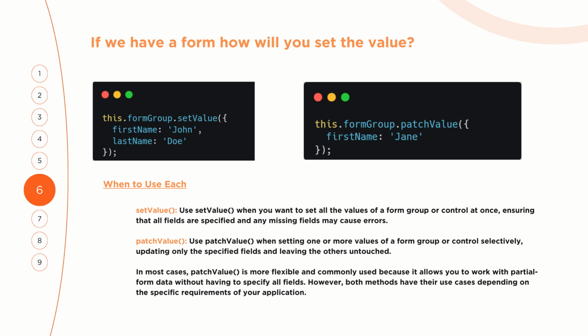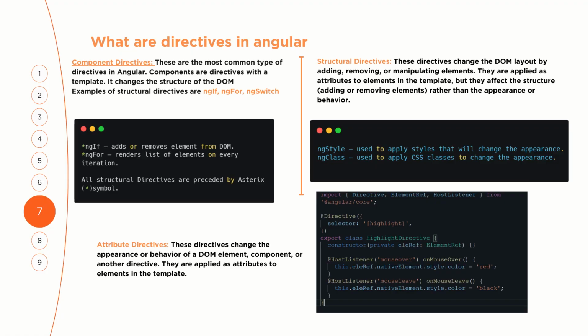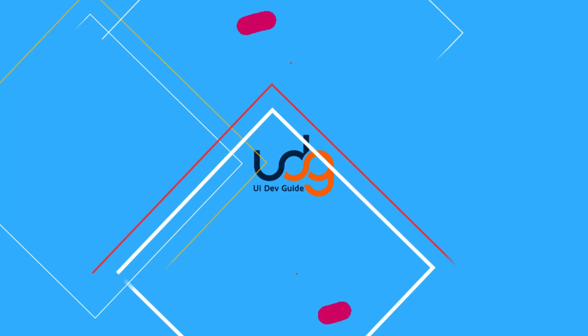So what are directives? Directive is basically used to change the layout or structure of the DOM at runtime. There are different types of directives: structural directive, attribute directive, and component is also a special type of directive which has a template in it. In structural directives we have ngIf, ngSwitch, and ngFor. In attribute directives, which are related to styles, we have ngStyle and ngClass. And what are HostBinding and HostListener?